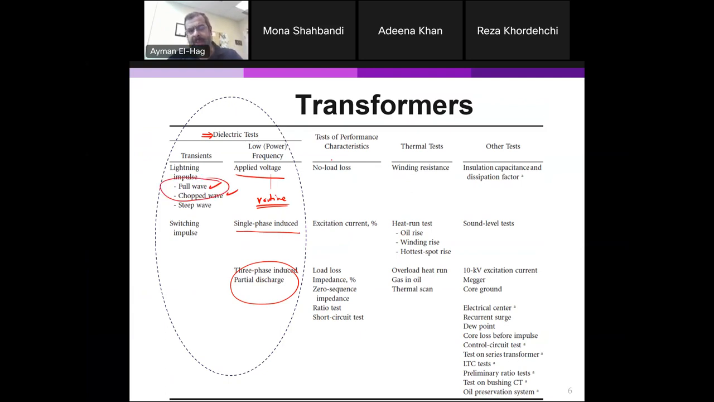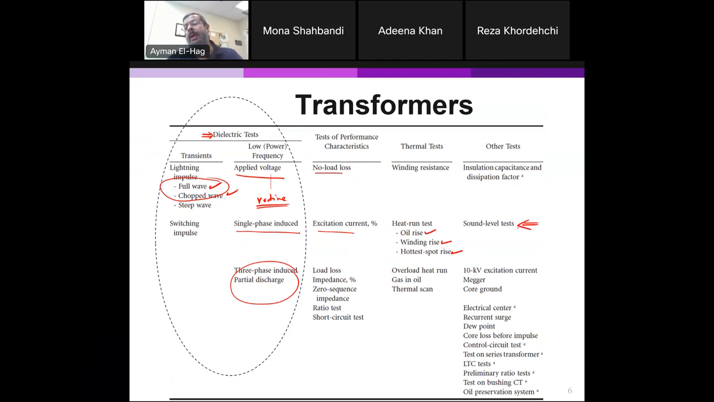Now, when you look at the table, this is our concentration, the tests for the insulation system. Here we have no-load loss and excitation current. As I said, these have nothing to do with the insulation system. When you look at the thermal test, we have the heat run test. The heat run test will measure the oil rise and the winding rise. Sometimes, depending on the configuration, we can find the hot spot as well. So these are more thermal tests, but they have something to do with the insulation system. Here are the others, or the special tests.